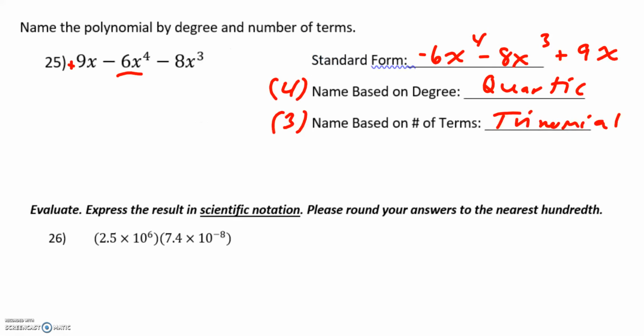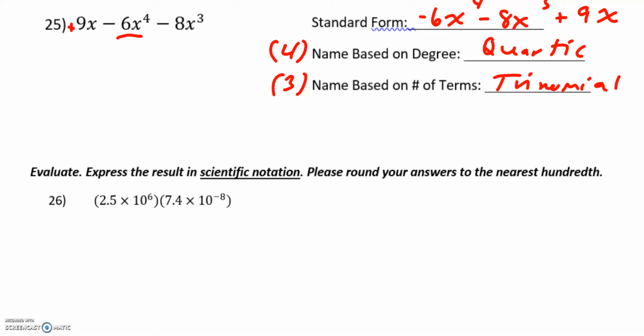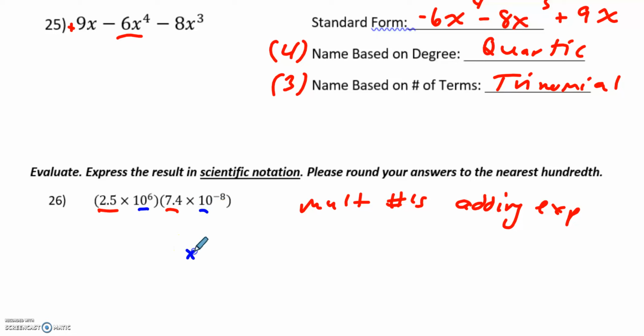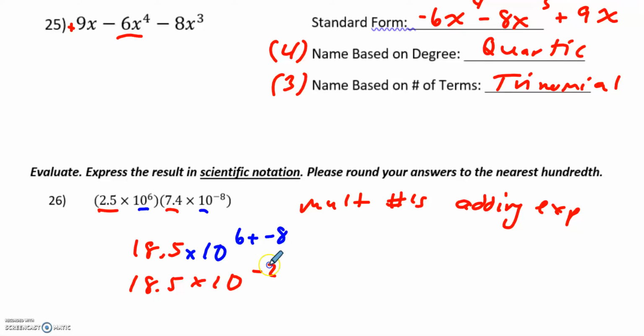Number 26 is something from Chapter 7. Express the result in scientific notation if you're multiplying two things in scientific notation. So this has to do with exponent rules again. What we're doing is we're multiplying the numbers and adding the exponents. Notice that here are some like bases. So you would do times 10 to the 6 plus negative 8 power. And if I multiply the 2.5 times the 7.4, I would get initially 18.5. So right now I have 18.5 times 10 to the negative second.